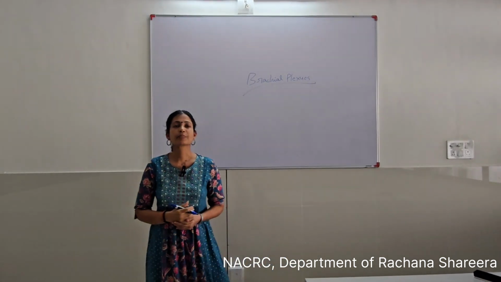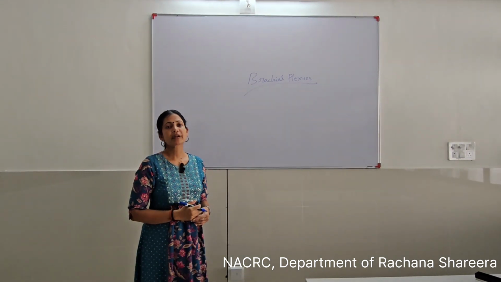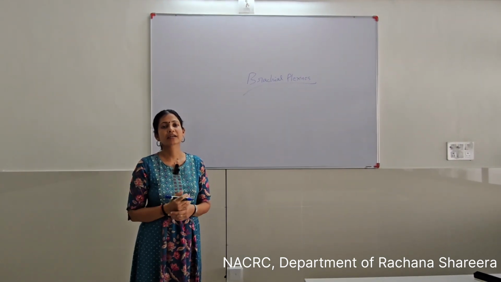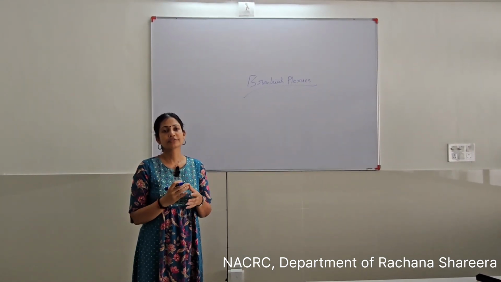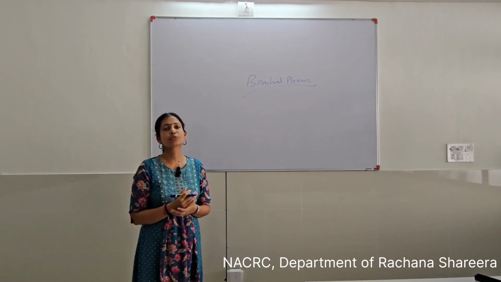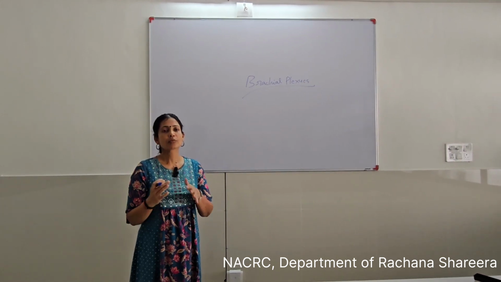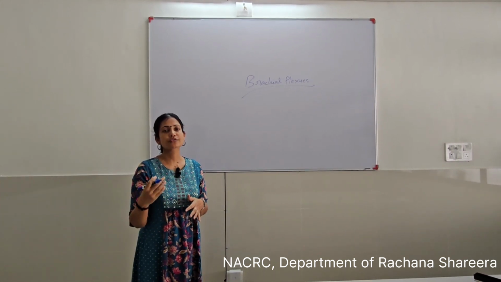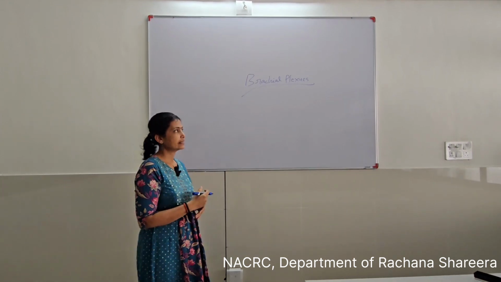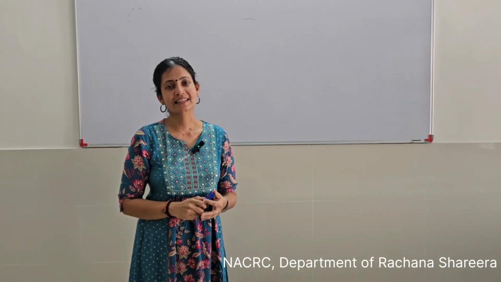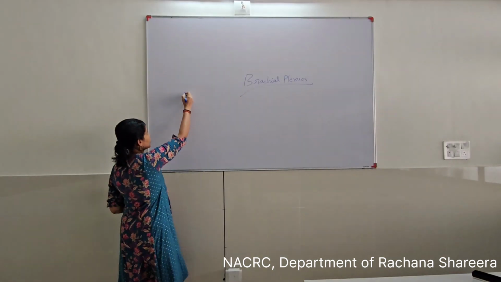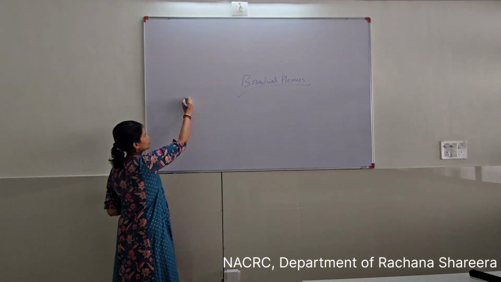Now what is brachial plexus? Brachium means upper limb and plexus means group of nerves. So they are the group of nerves which supply both sensory and motor supply to the upper limb. It is one of the important contents of the axilla. Now how is it formed?